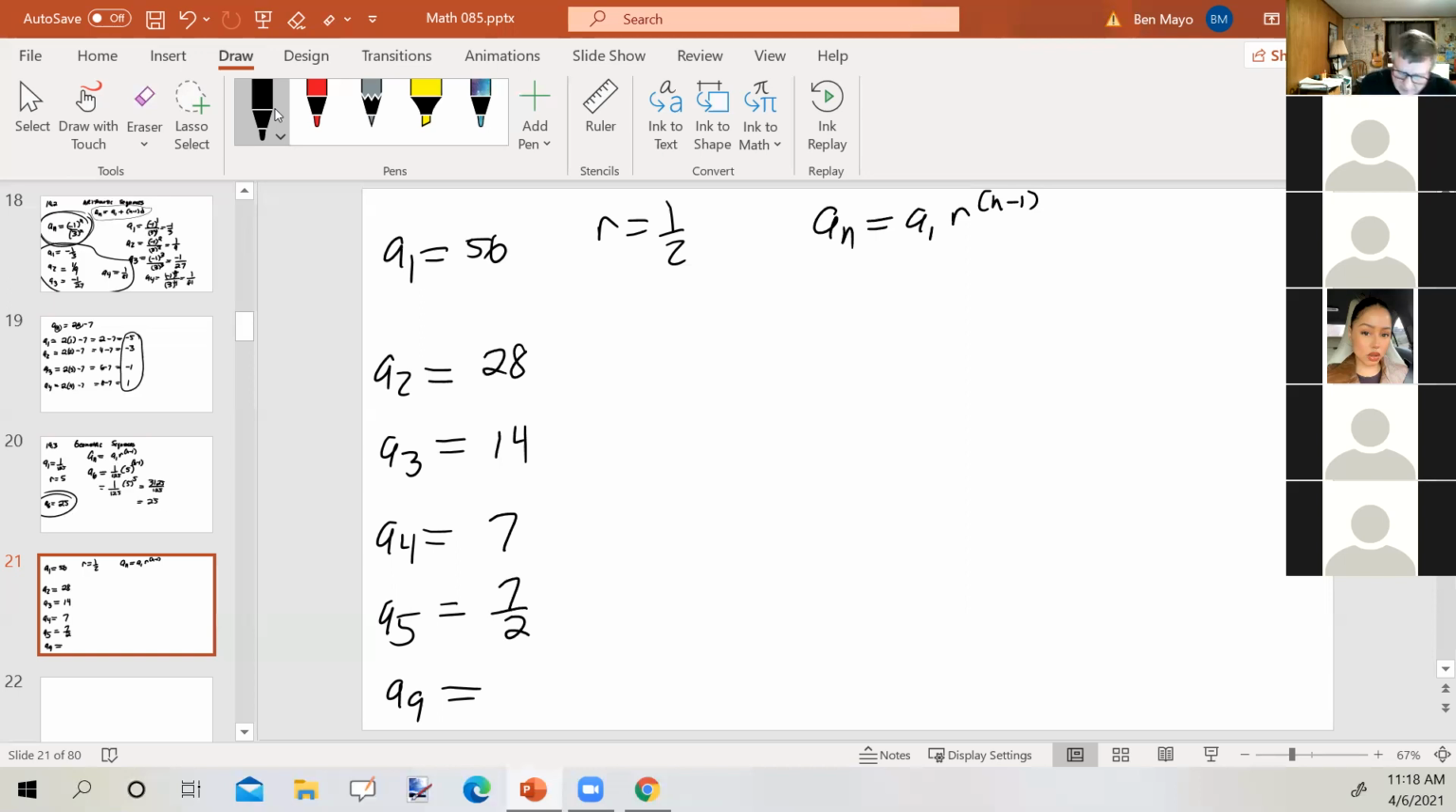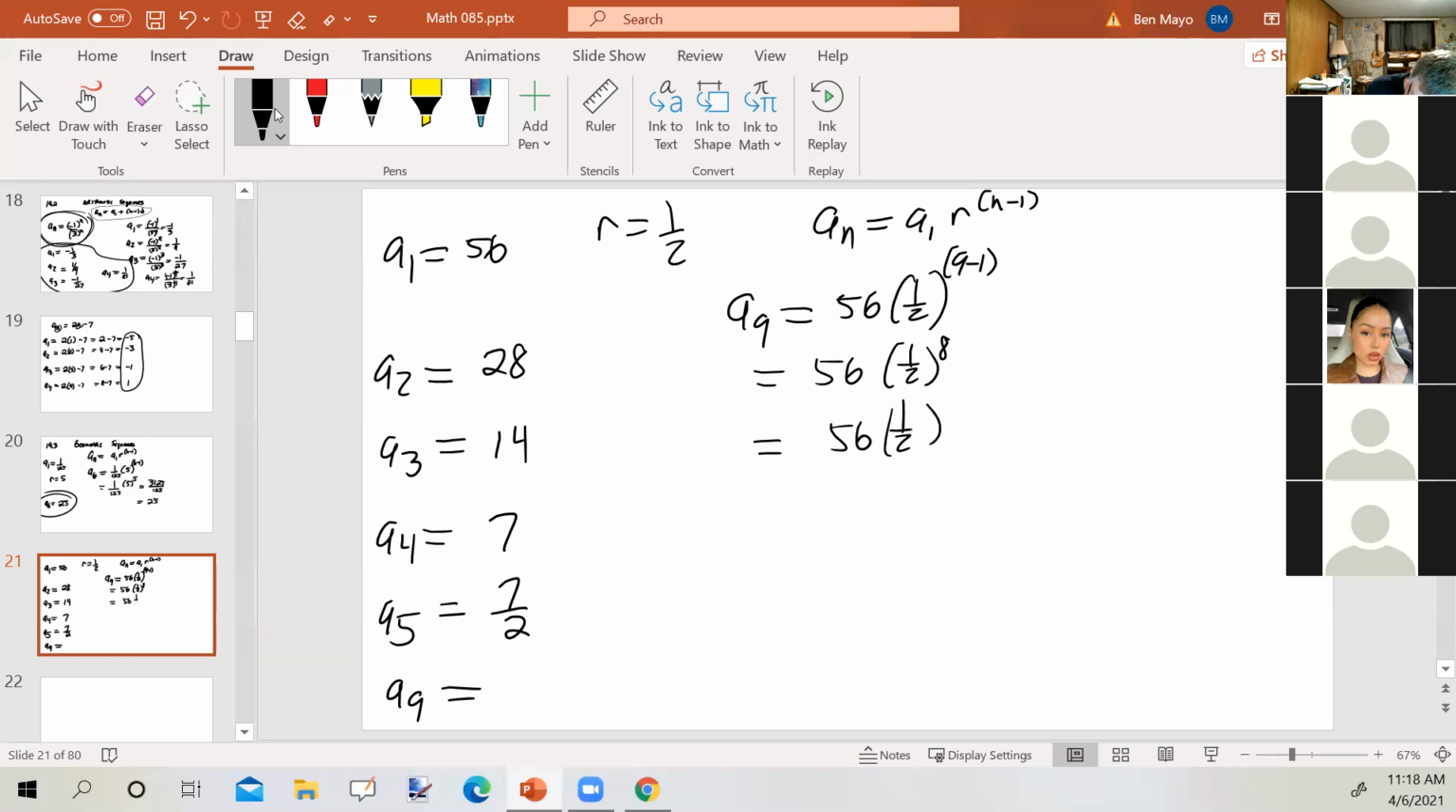Yes. Okay. So now a sub 9 is a sub 1 times 1/2 to the 9 minus 1 power, which is 56 times 1/2 to the 8th power. Okay. And a sub 9 is, oh, we've got all we need. We don't have to set up an equation. I was making it harder than it has to be.